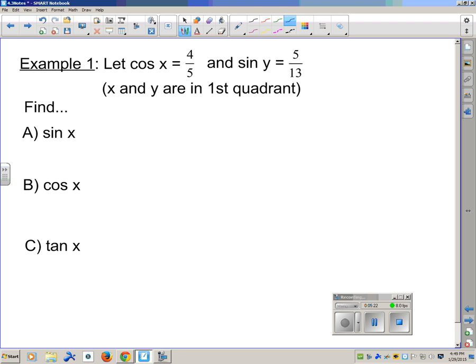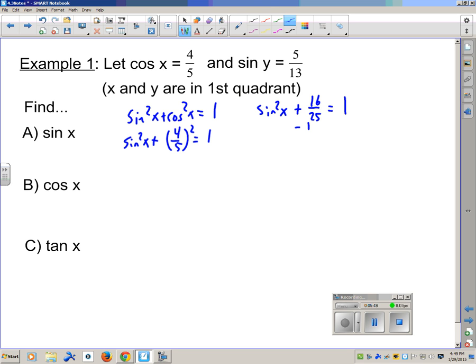We already have our nice Pythagorean identity. We have sine squared x plus cosine squared x equals 1. So I can plug in 4/5 here. And squaring 4/5 there, I get 16/25. I'm going to subtract 16/25 from both sides. And when I do that, I end up getting sine squared x equals 1 minus 16/25.